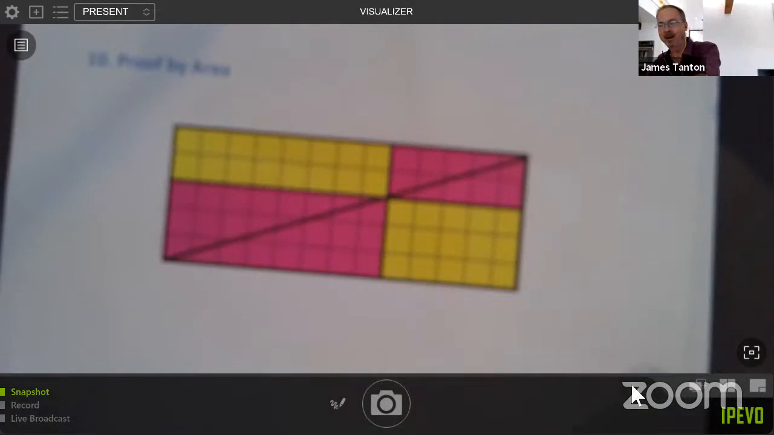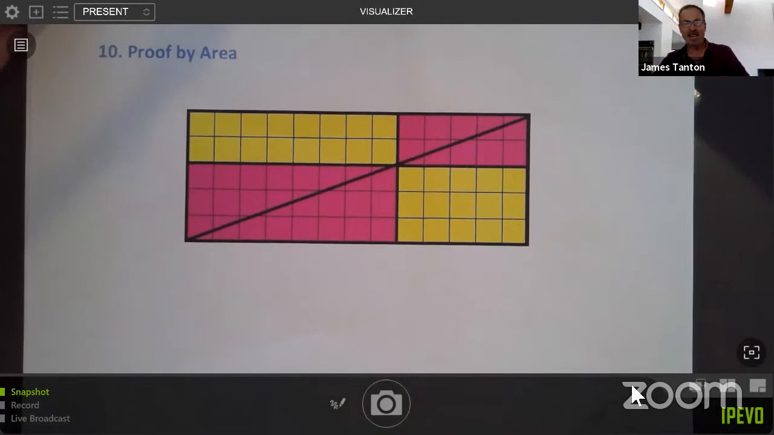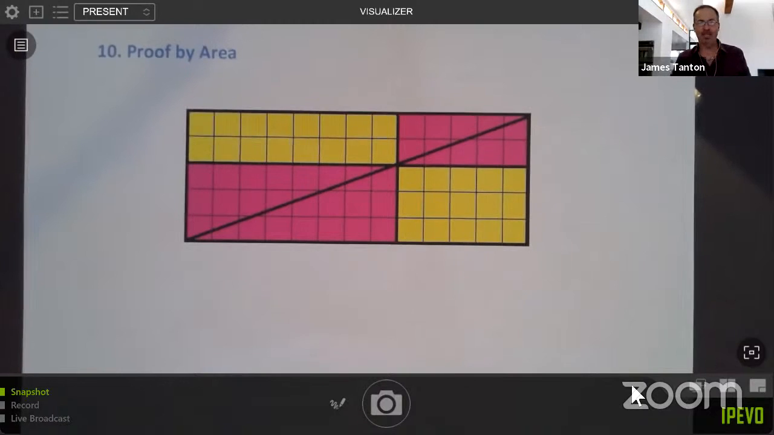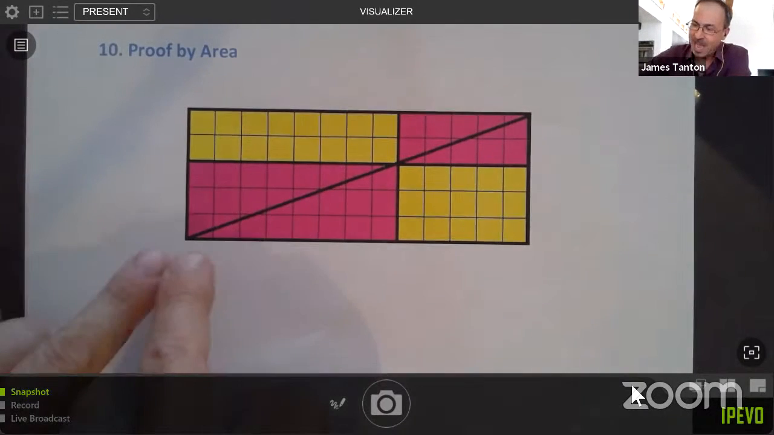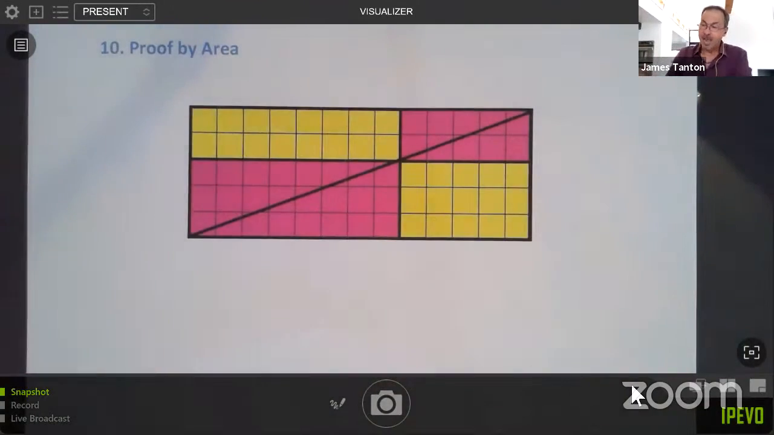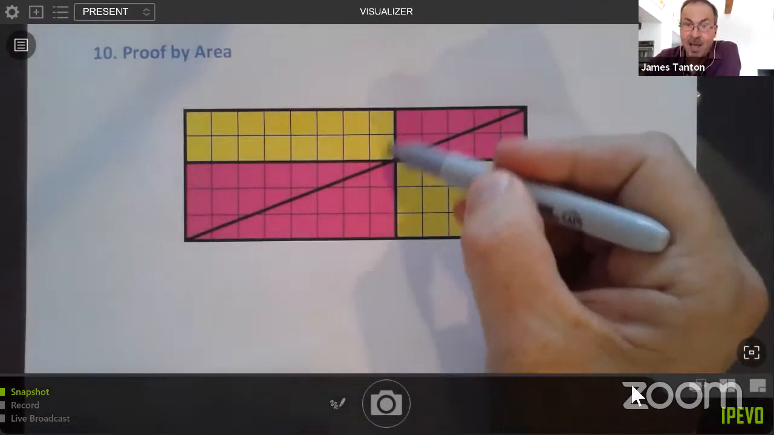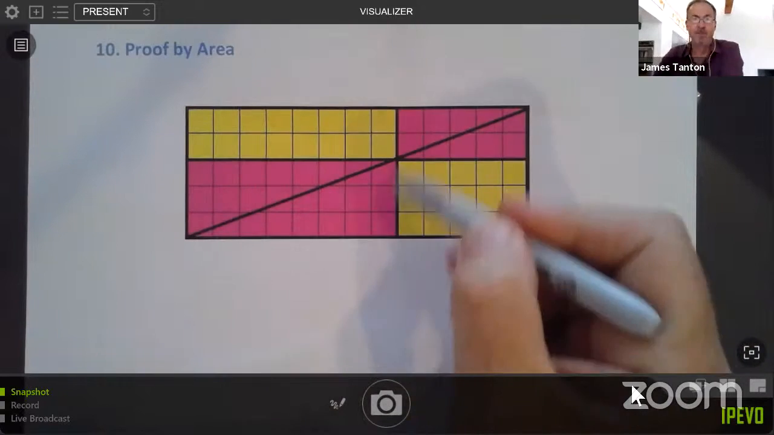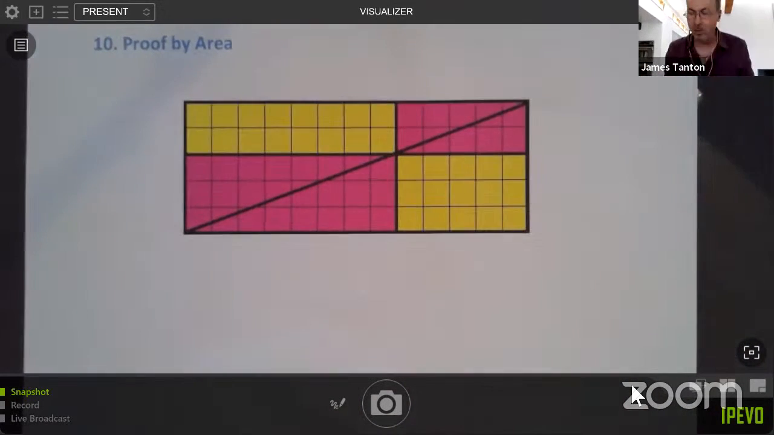Here's a proof by area. So what I've done here is I've just drawn a great big rectangle. I've chopped that rectangle in half with a diagonal line. In fact, I even chopped the rectangle into 4 smaller rectangles, and the diagonal line chops this purple rectangle in half, and it chops this purple rectangle in half. So what do I conclude here?